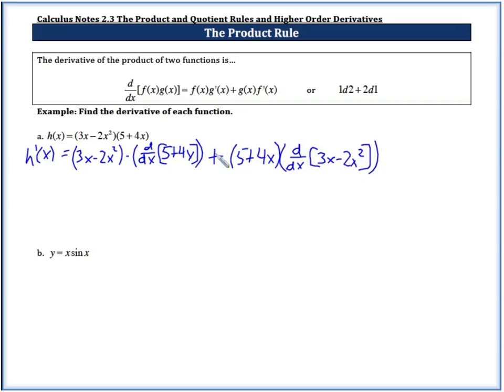of the first function. Okay, so this is the rule spelled out: f of x times g prime of x plus g of x times f prime of x. So now let's go ahead and find the derivatives of our functions here. Our first function just falls down there. The derivative of 5 plus 4x, we can use the power rule, and so we know that that's just 4.